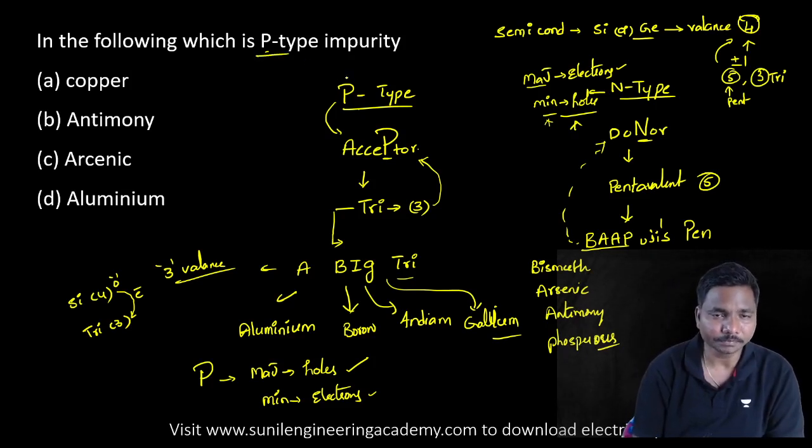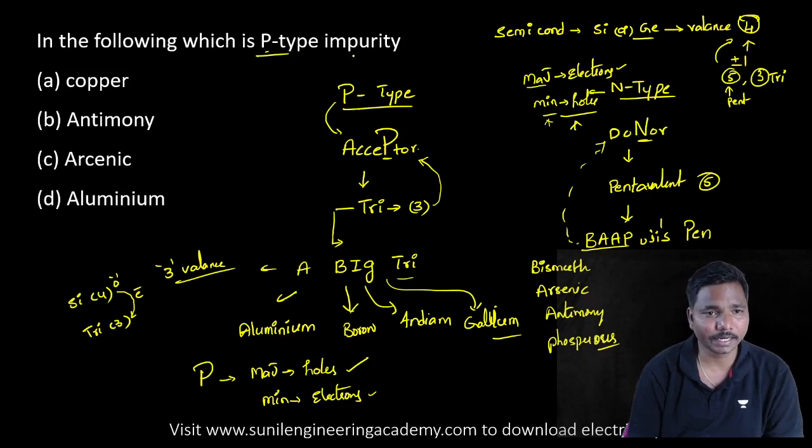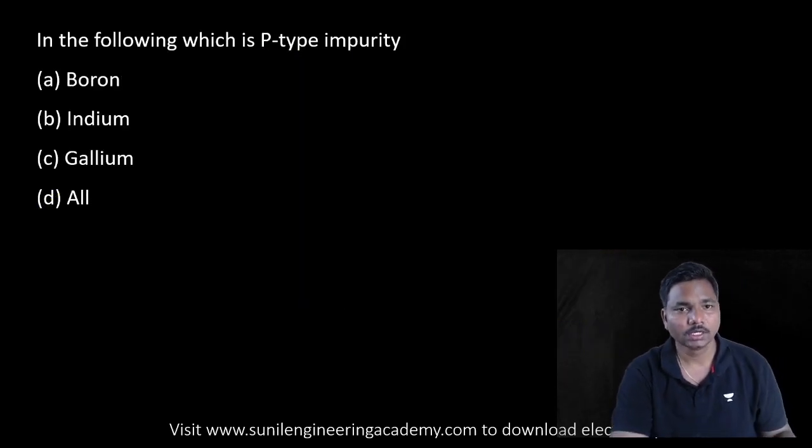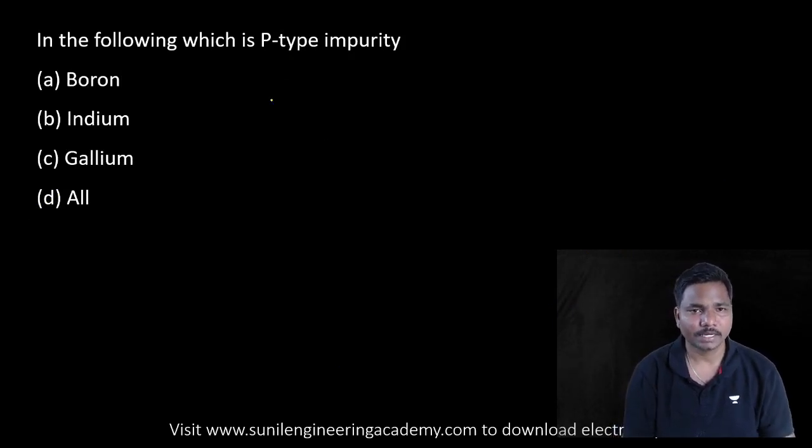So P-type impurity, P-type a big tree. So here A for aluminum. So the answer is option D. Coming to the next question, P-type impurities, a big tree.